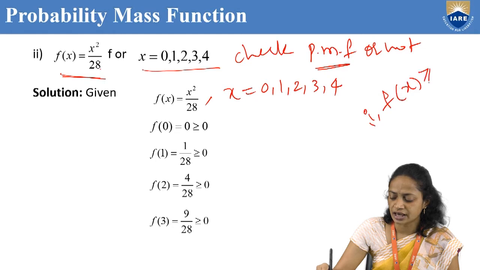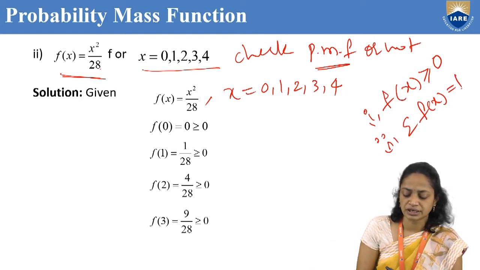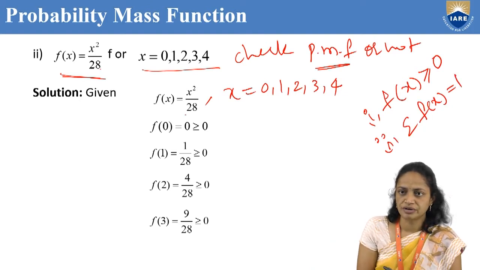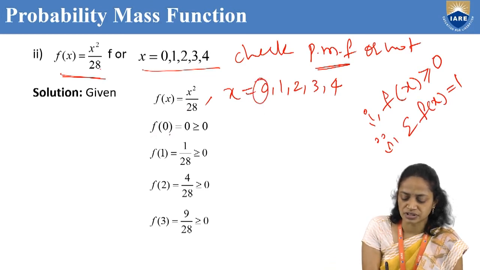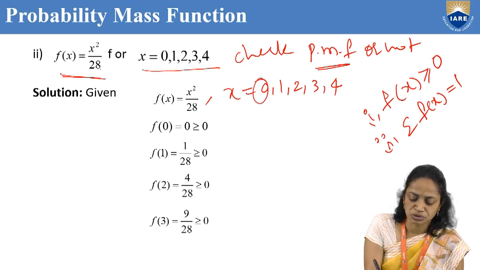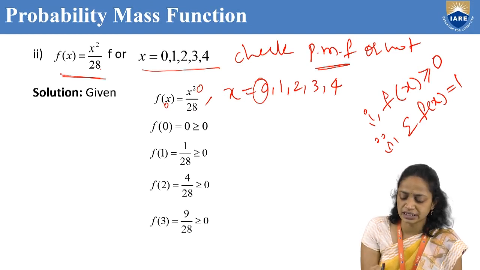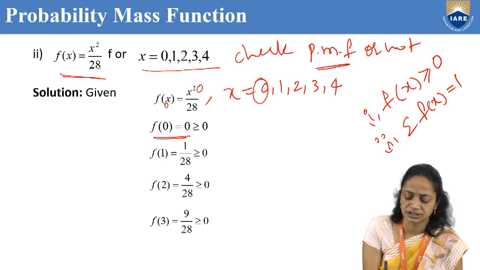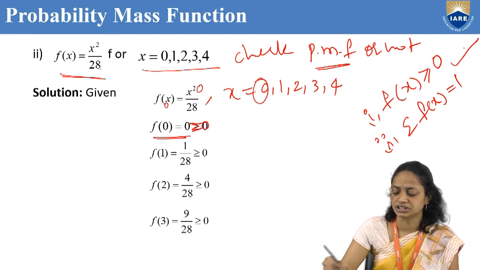f of x greater than or equal to 0, and the second one is summation f of x equal to 1. Here f of x equal to x square by 28. So, substitute x equal to 0. That means f of 0 is 0 by something, and 0 by anything is 0. So f of 0 is 0, which is equal to 0, which means it satisfies our first condition.